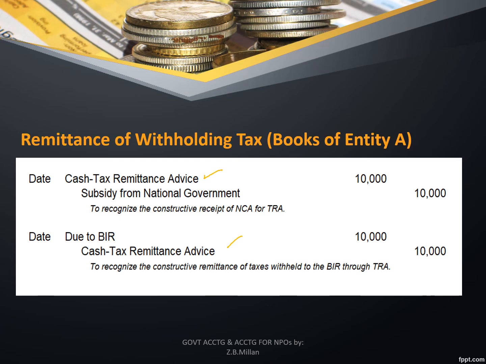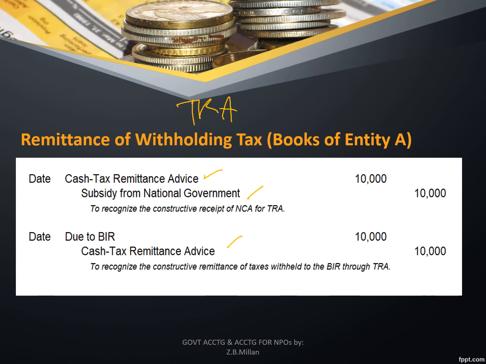Kaya ito sinabi na constructive. Actually kasi yung TRA na sinasabi natin, this is another form of disbursement authority. Thus, it is recorded similarly to the receipt of NCA. So, ang nangyayari, every remittance ng government agencies ng withholding taxes nila, nagkakaroon sila ng additional disbursement authority or subsidy from the national government.